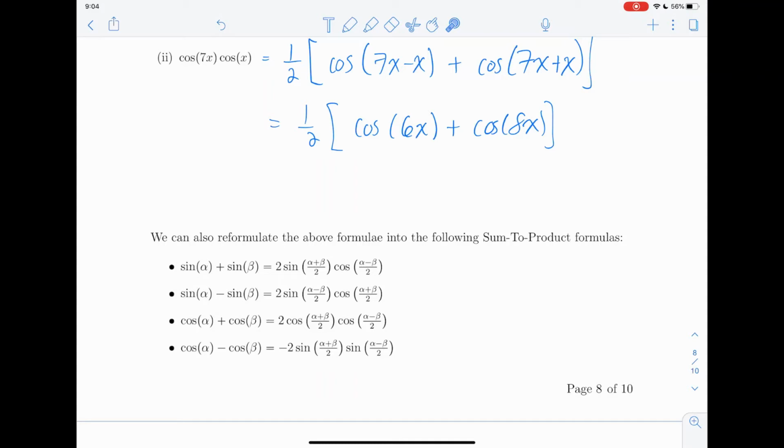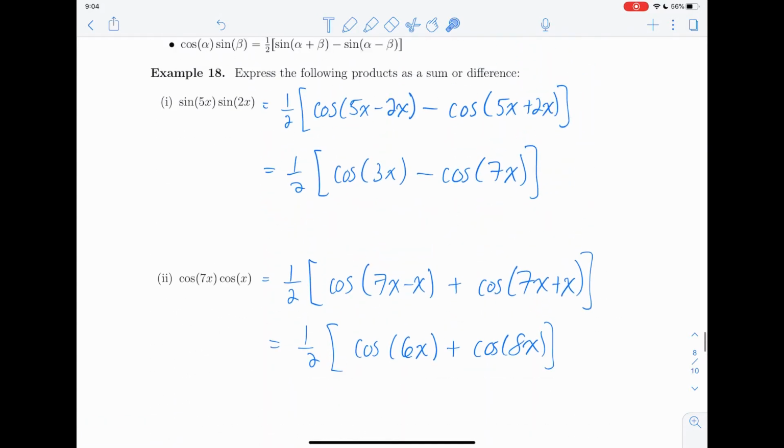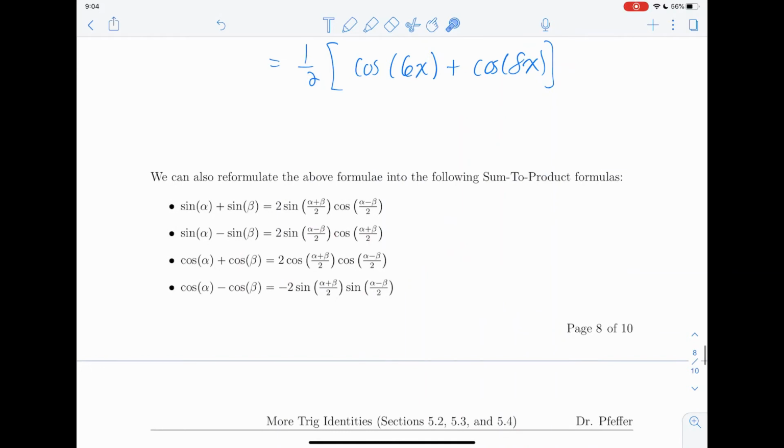So here we're taking sums and differences of individual sines and cosines and rewriting them as products. Hence, sum to product formulas. We can do problems just like these up here, but with these formulas instead.